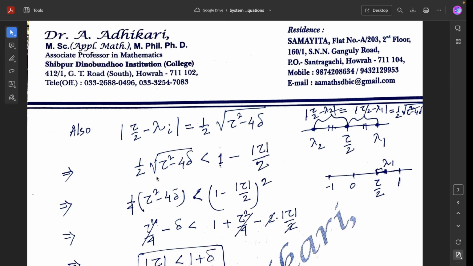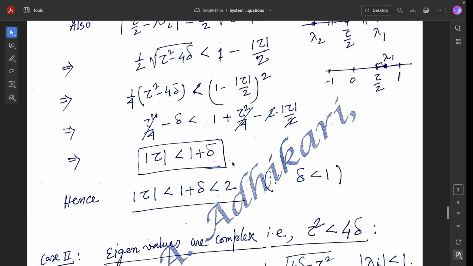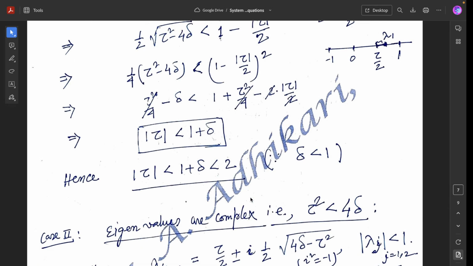This implies half of the root of tau square minus 4 delta is less than 1 minus modulus of tau by 2. So squaring on both sides, we get this result, and after simplification we get modulus of tau less than 1 plus delta. Also delta is less than 1, so we get modulus of tau is less than 1 plus delta, less than 2. So this is the result.